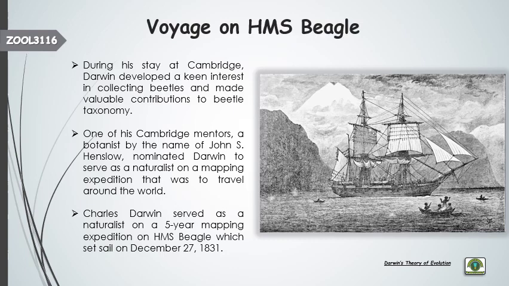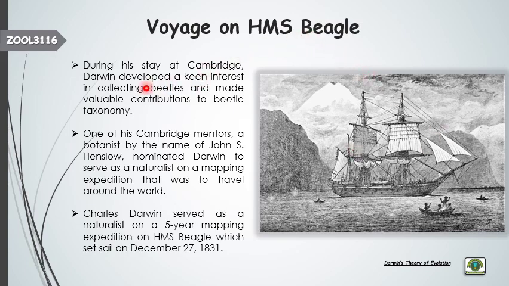So nature gave him a chance to become a naturalist. During the time he spent completing his graduation at Cambridge, there was a botanist whose name was John S. Henslow, and he nominated Darwin to serve as a naturalist on an expedition that was a travel around the world via HMS Beagle. So let's read it out.